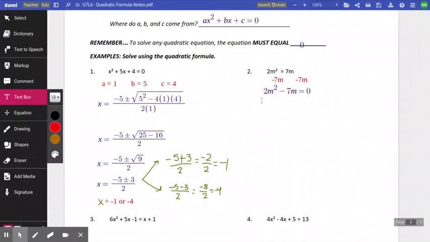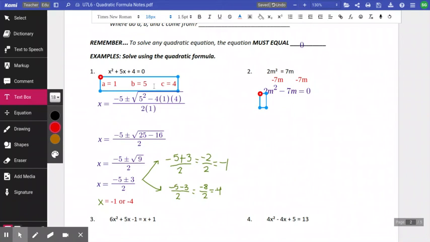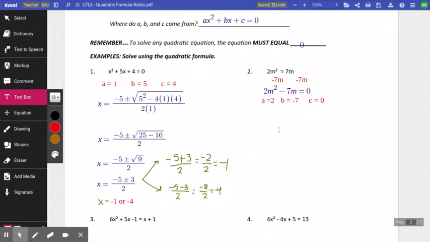Get in this text box ready because the next thing we're going to do is identify A, B, and C. Looking at this equation here, I can see that A is the number 2, B is the number negative 7m, or sorry, I said negative 7m, but B is the number negative 7. C, well, notice I'm missing C. There's no term that comes after that 7m. So if it's missing, C is the number 0. So I've got our A, B, and C.